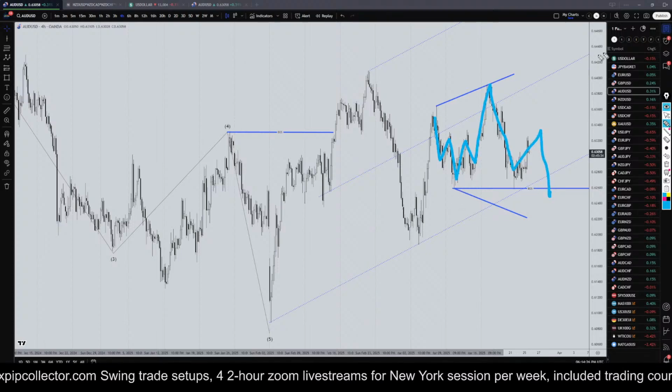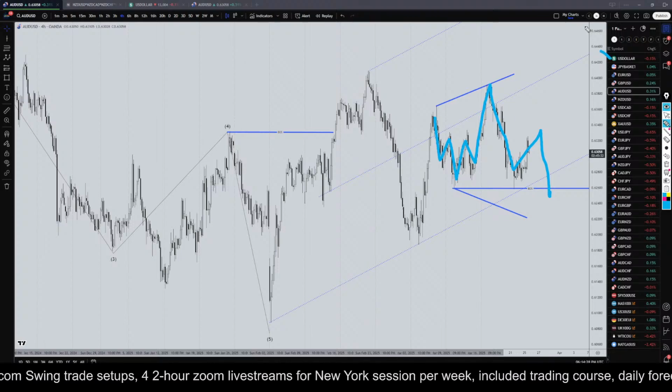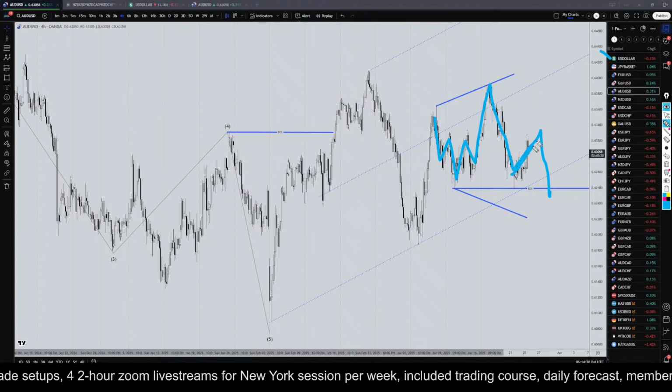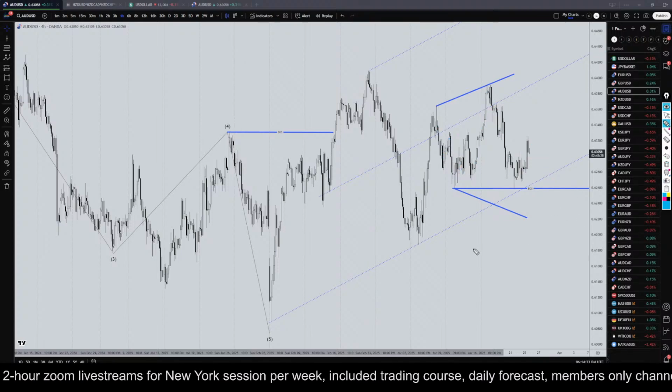So I think, and because of what I think is going on with the dollar index, to me it would make more sense for this to go down again, definitely.